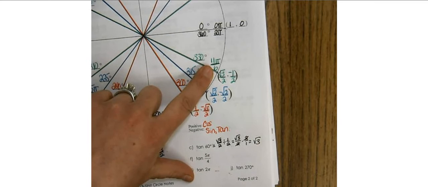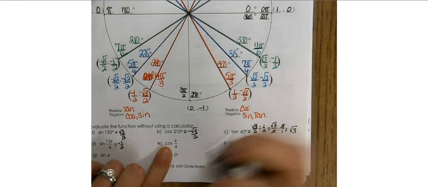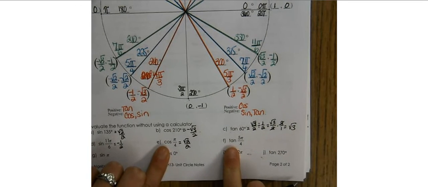Let's go ahead and look at letter D. For letter D, we have the sine of 11 pi over 6. Sine, we know that that's the y value of the ordered pair. Here's 11 pi over 6, and the y value is negative 1/2. So I'm just going to write negative 1/2 as my answer. Cosine of pi over 4, we know that cosine is the x value. I'm going to go to where pi over 4 is, and that's the square root of 2 over 2. Tangent of 5 pi over 4.